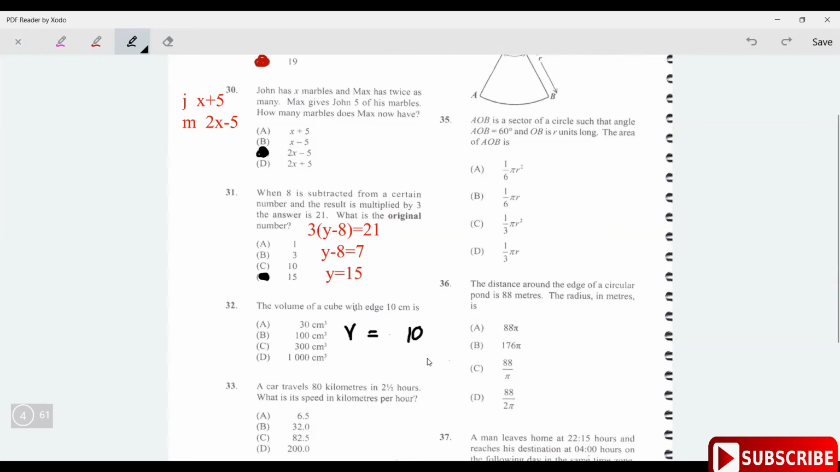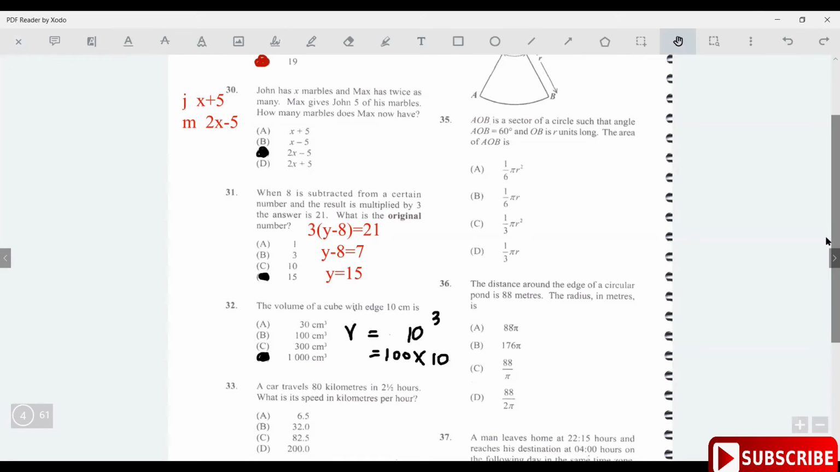10 cubed is 10 times 10 times 10. Now 10 times 10 is 100. And so then you have 100 times 10. 100 times 10 is 1,000. So it's 1,000 centimeters cubed. That is so fun. Nice.